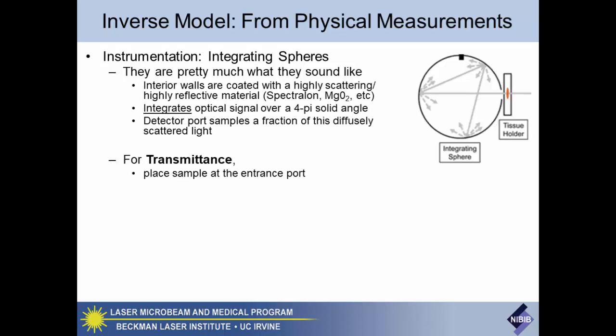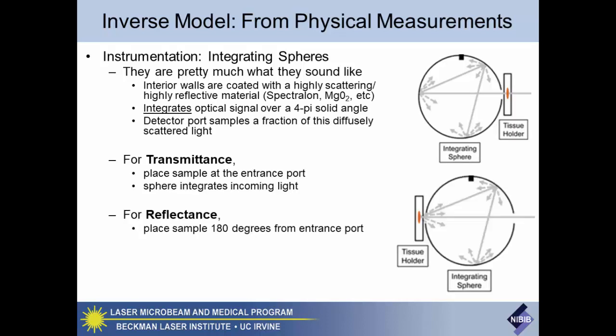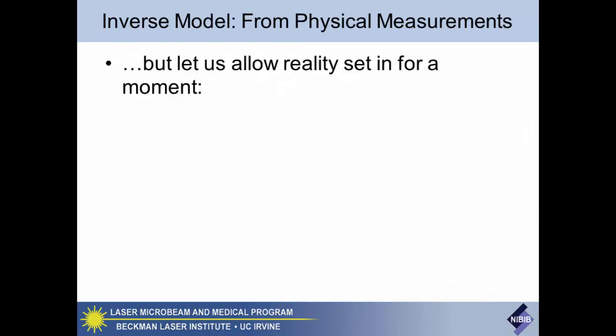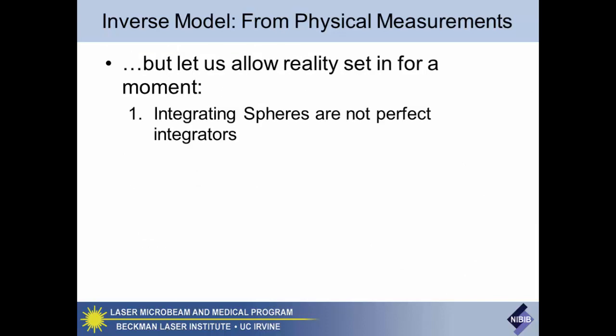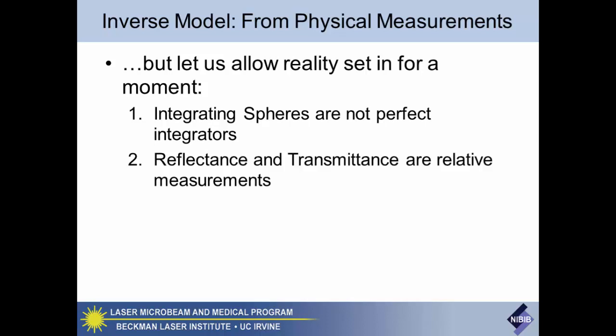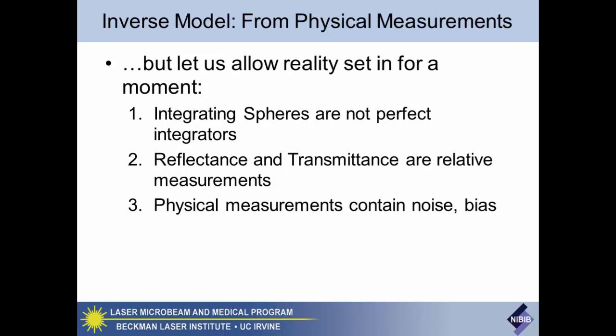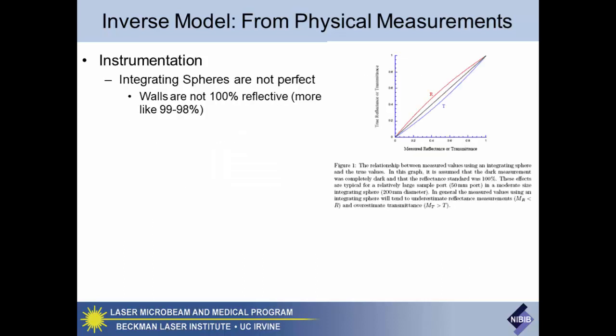So yeah, I just described all that in words. Here it is again. But the key part is to think about this a little bit more, because the integrating sphere is a physical device. It's not perfect. And reflectance and transmittance are relative measurements. So these physical measurements can contain noise, they can contain bias, and again, the physical samples we're dealing with are finite in dimension. They're not some laterally infinite, idealized slab of tissue.